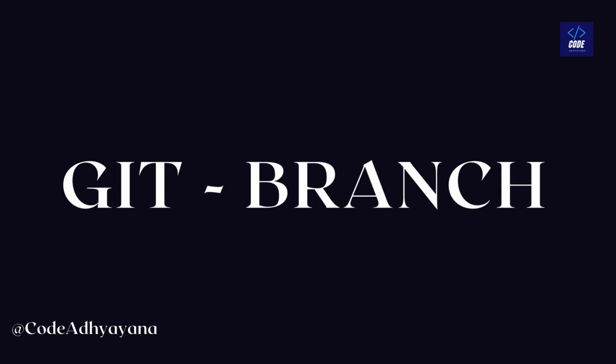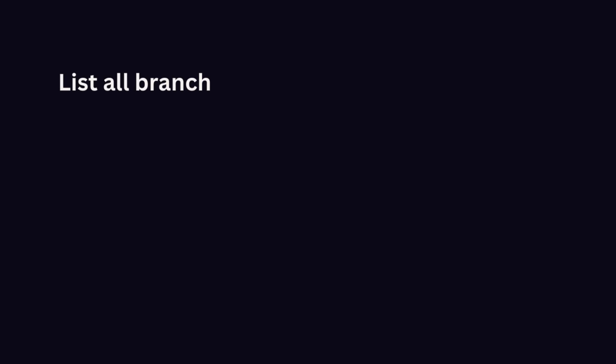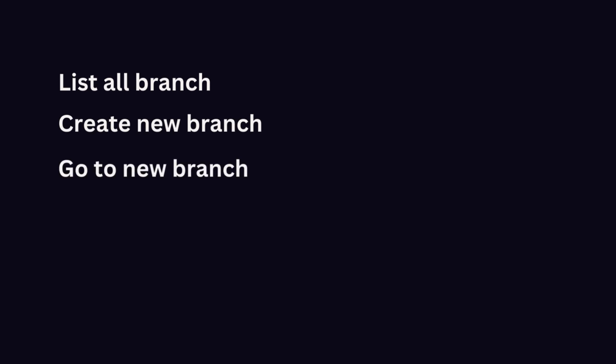Now let's see what topics we are going to cover in this video. So first we are going to list all the branches. Next we are going to create one new branch. Then we are going to switch to that new branch. Then we are going to rename the branch, and finally we are going to delete the branch.